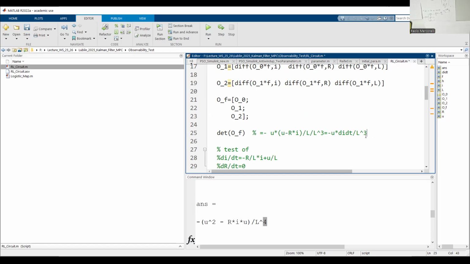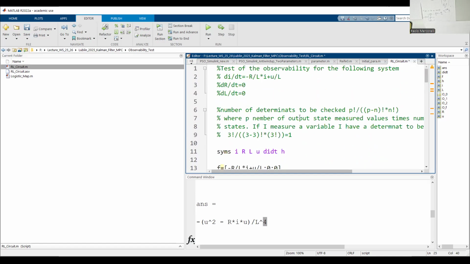Look, first of all, L should not be 0, otherwise the expression makes no sense. But this reflects exactly the form of the system, because I divided everything by L. But not only that, it also holds even if I don't divide. If I consider again L multiplied by the derivative of the current equals minus R multiplied by the current plus U, if L is 0, I don't have any dynamical system.